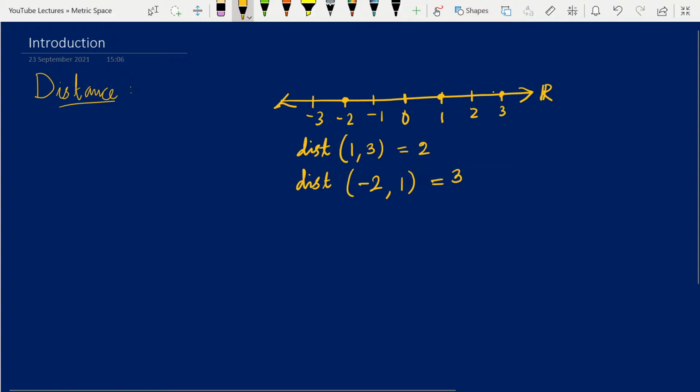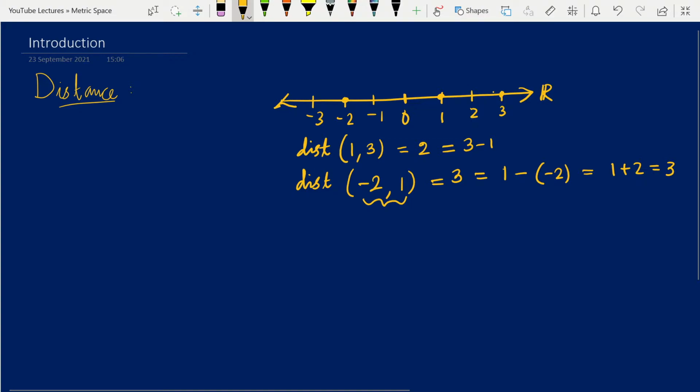But just hold on for a minute and think, how are you determining this distance? You are subtracting the smaller number from the bigger number. This is nothing but 3 minus 1. And here you are taking the bigger number between these two, which is 1. So 1 minus -2, and this is nothing but 3. So this is how you find the distance between 2 points on the real line.